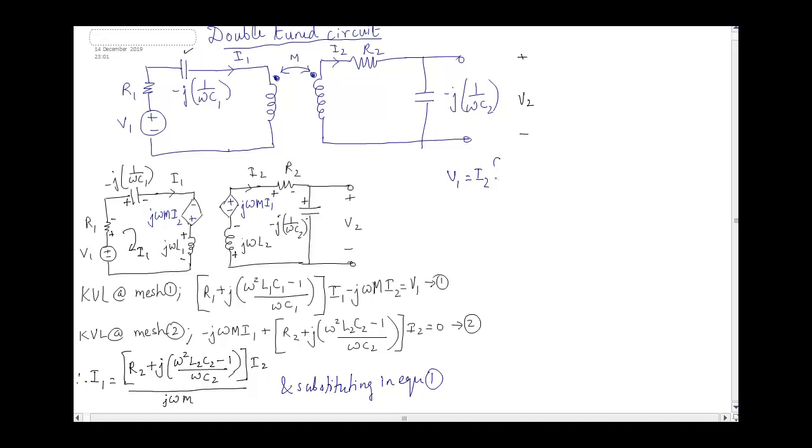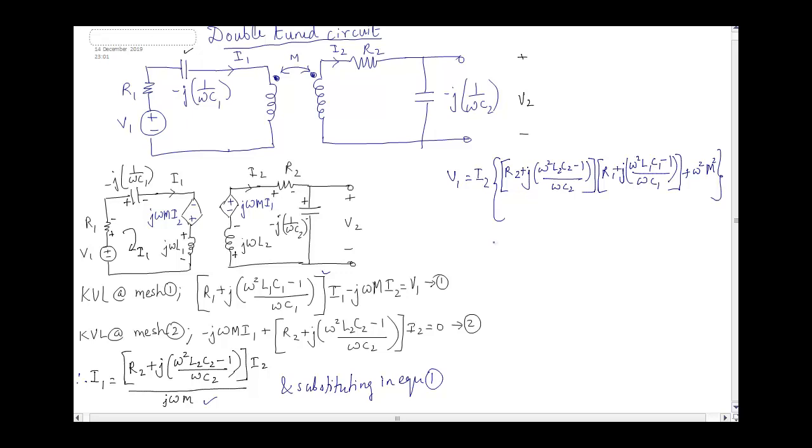I will take I2 commonly outside first. Then we have the multiplication of R2 plus j omega square L2 C2 minus 1 divided by omega C2, and this whole is multiplied with this equation, which is R1 plus j, same, omega square L1 C1 minus 1 divided by omega C1. Then we have minus j omega M, and in the denominator j omega M. Cross multiplying that, we will get plus omega square M square. So this is going to be my equation for V1.